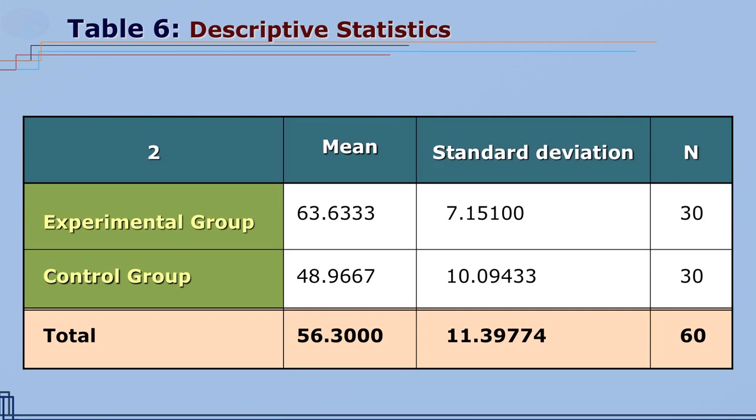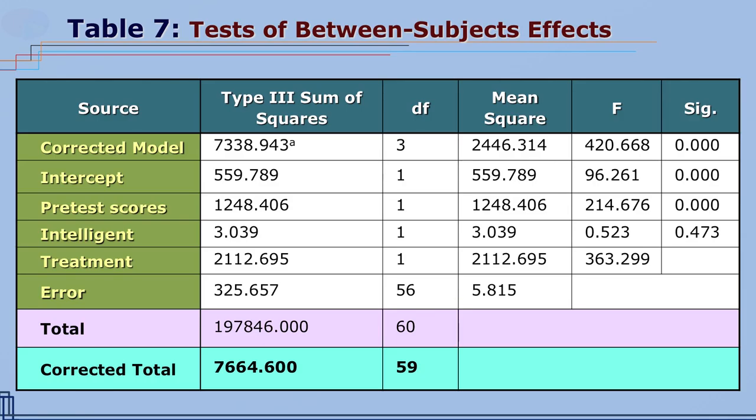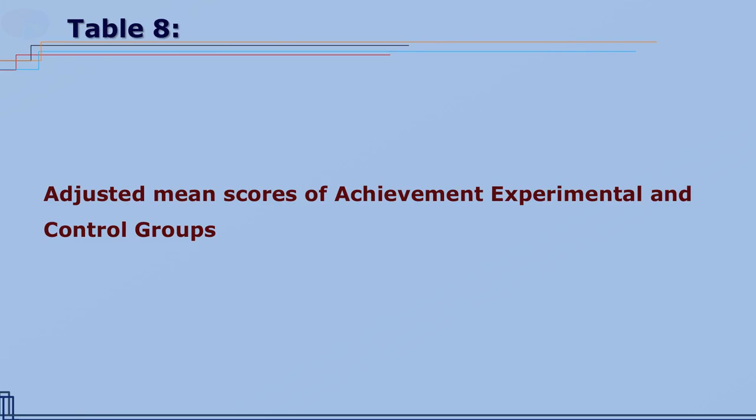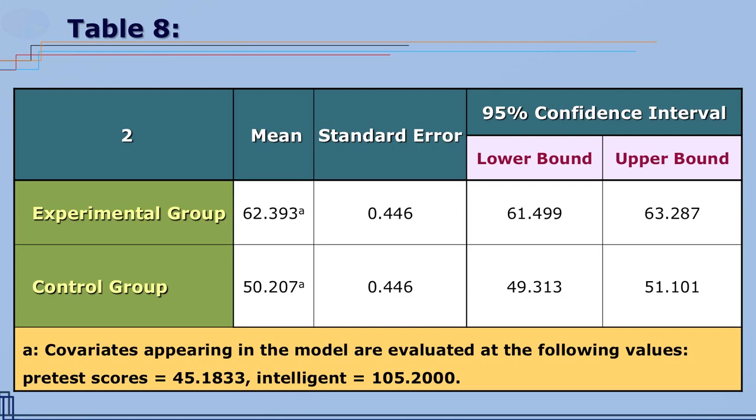So, therefore, the data can be analyzed with the help of SPSS by using one-way analysis of covariance with two covariates. The output of SPSS is given in Tables 6, 7 and 8. Now, how to interpret results given in Tables 6, 7 and 8? From the SPSS output, Table 9 can be formed.